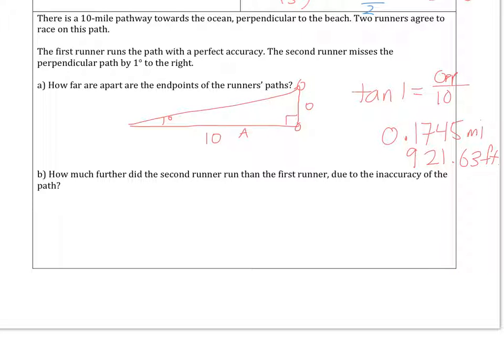How much further did the second runner run than the first runner due to the inaccuracy of the path? So what we're talking about is this path up here, in other words, the hypotenuse. I could do a similar thing. This time I could set up cosine of 1 degree is equal to 10 over h. If I multiply by h and divide by cosine of 1 degree, we get 10 divided by cosine of 1 degree is equal to h.